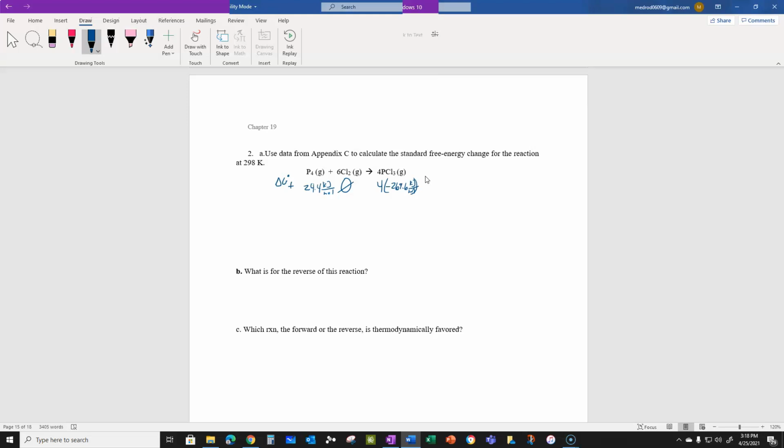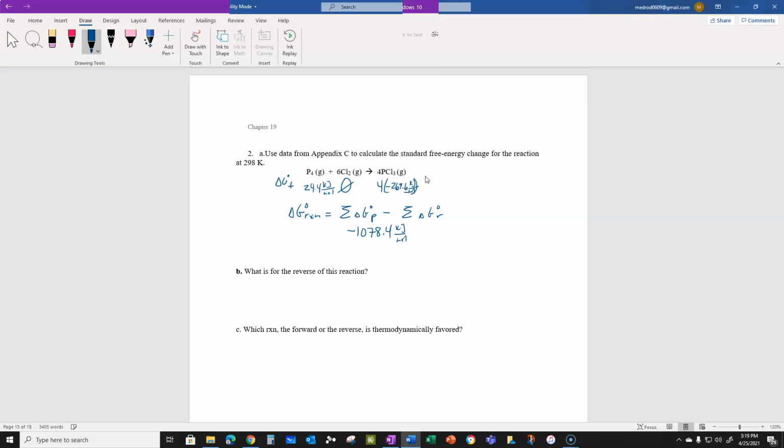Basically the only one we have to multiply out is this. So we're always going to tell AP that the delta G of my reaction is the sum of all the delta G's for the products minus the sum of the delta G's for the reactants. Okay, so for my products, we need to multiply that out. So 4 times negative 269.6 is, I'm going to put this right here, negative 1078.4. Now you need to keep that number after the decimal because all you're doing is multiplying by 4.